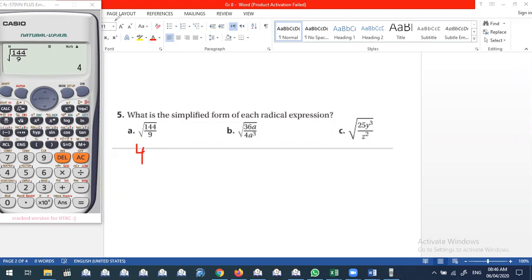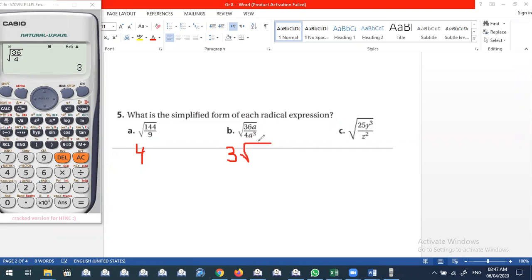Here, as I told you before, find the number first. Square root of 36 over 4. This is the answer of the number. The final answer is 3. So I have to write here 3, and the square root, don't forget.